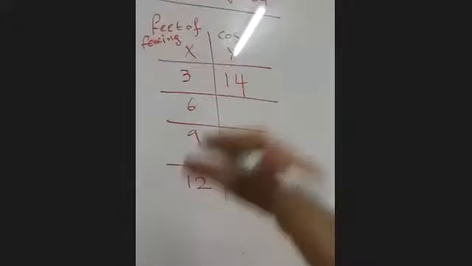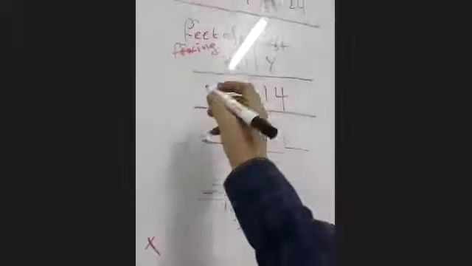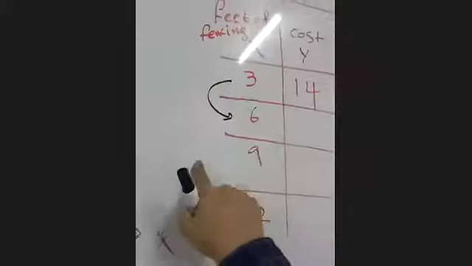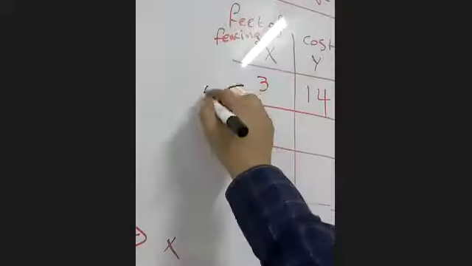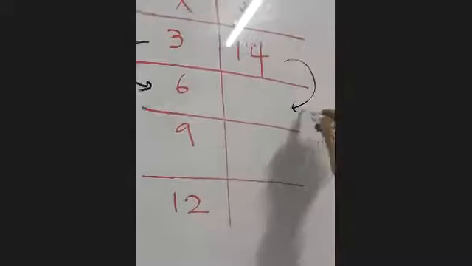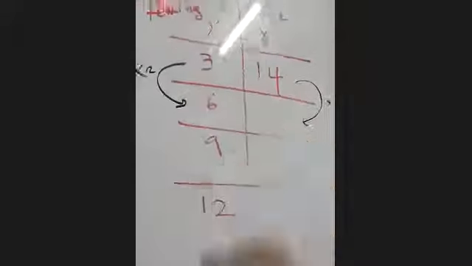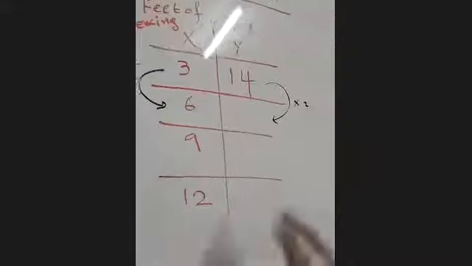They are equivalent ratios. So what did we do for the 3 to become 6? Multiply by 2. So I'll do the same for the 14, multiply by 2. So how much here? 28. Excellent.